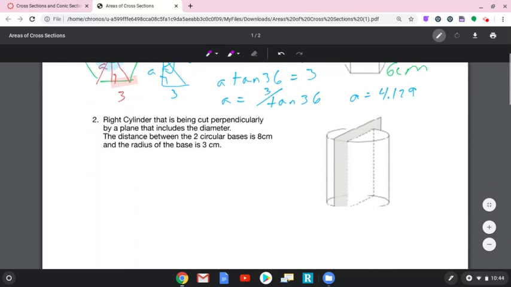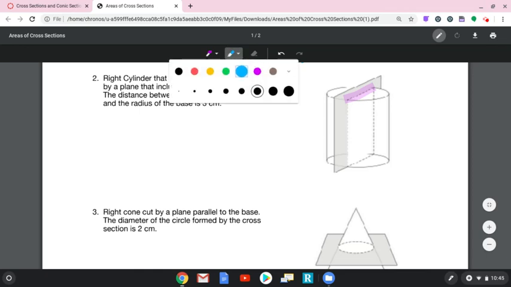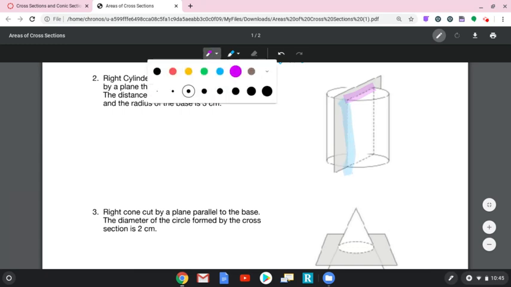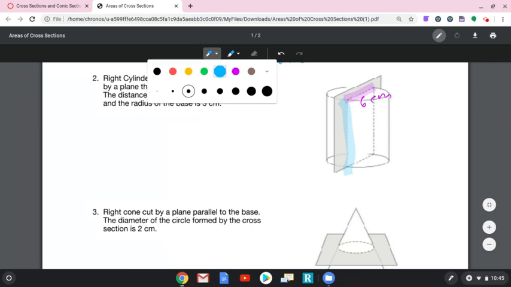All right, so now let's take a look at number 2. If I look at this right cylinder, it's being cut perpendicularly by a plane that includes the diameter, meaning they're telling me that this here is my diameter. The distance between the 2 circular bases is 8 centimeters. That is going to be the length here between the 2 circular bases. So now we're dealing with my diameter. Look at this, the radius is 3.